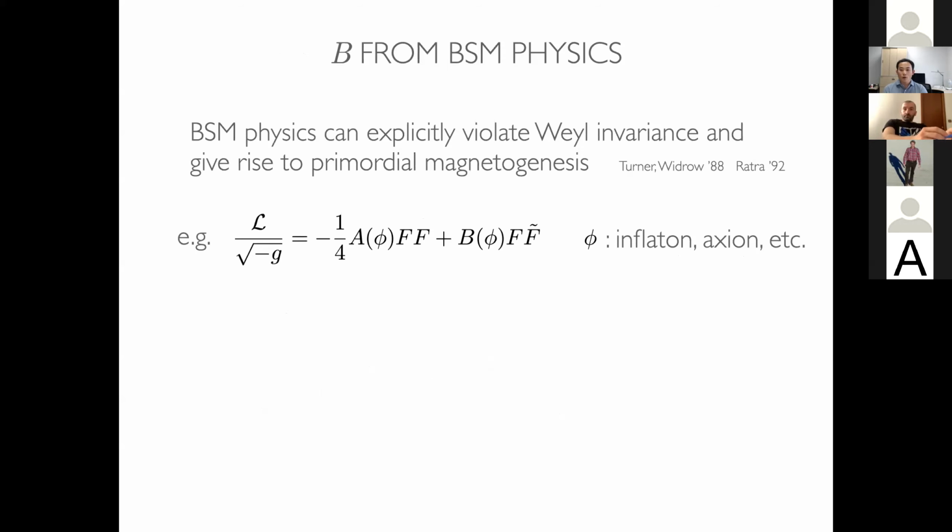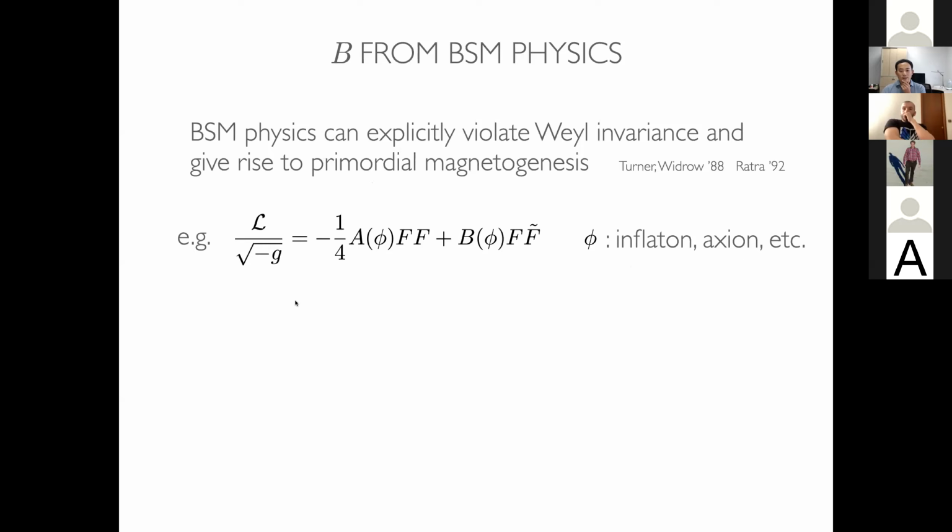Okay. So the point with the beyond the standard model physics is that once you invoke beyond the standard model degrees of freedom, you can start explicitly violating the Weyl invariance at the classical level, and then you can efficiently produce gauge fields in the early universe. And so, for example, you can introduce some sort of coupling between the gauge field kinetic term with some function of some new degree of freedom, for example, the inflaton. Or you can also introduce axionic couplings with an axion-like field, et cetera.